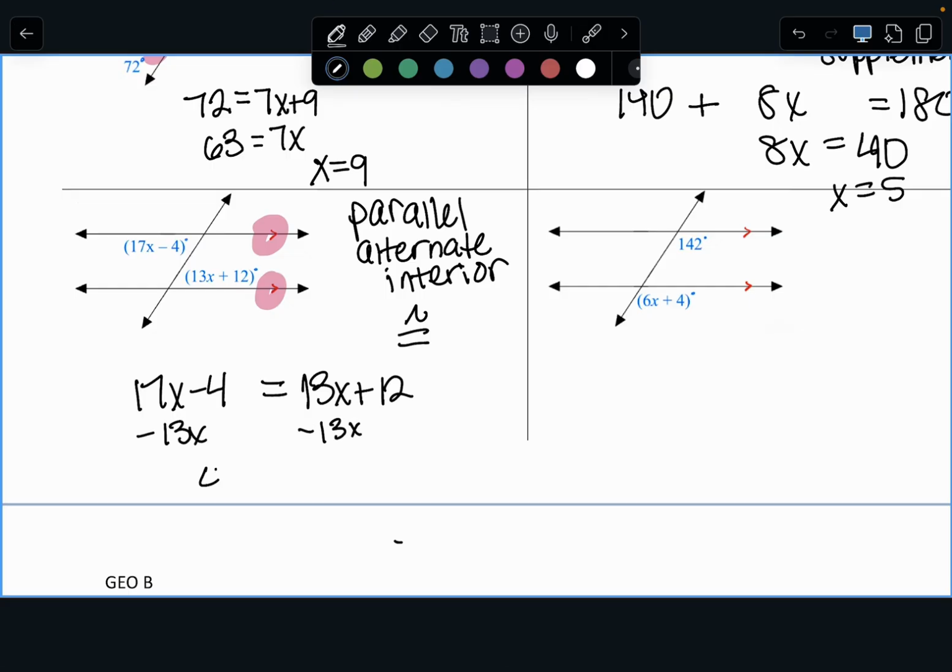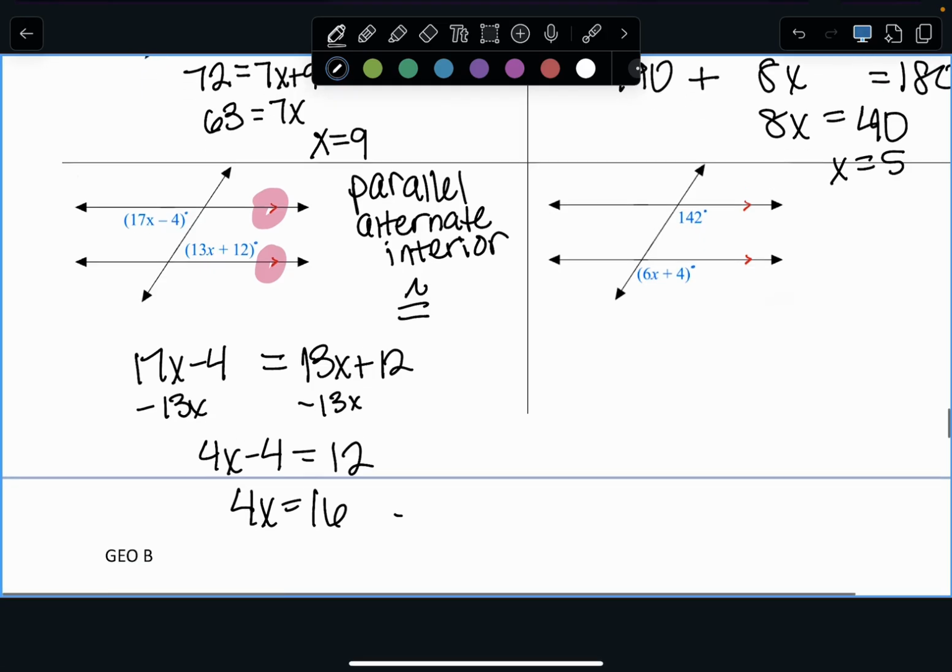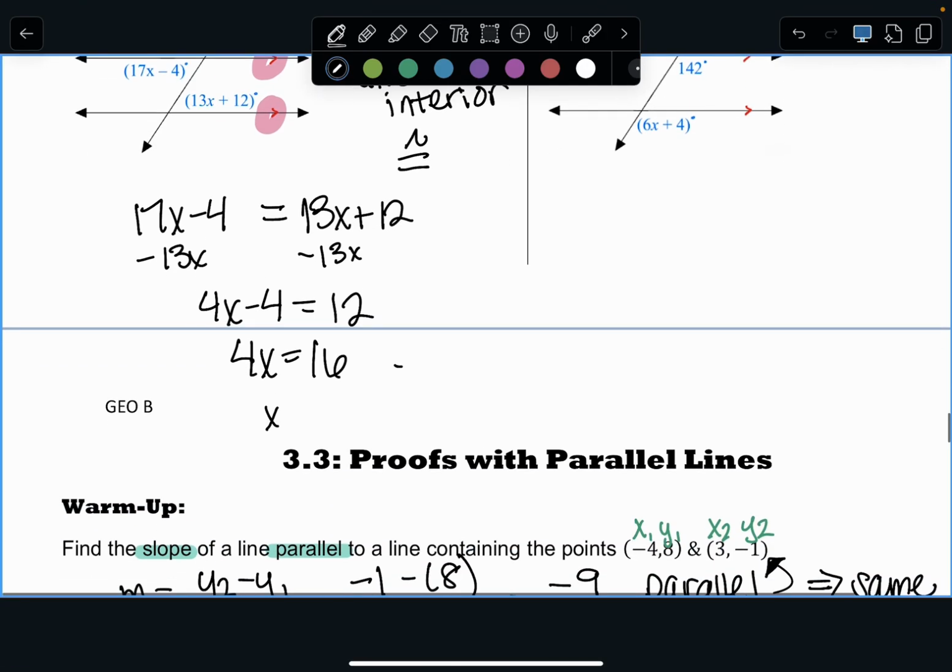So I get 4x minus 4 on the right. And I moved all my x's to the left, so I'm going to move all my numbers to the right. So add 4. What's 12 plus 4? 4x equals 16. Divide by 4, we get x is equal to 4.